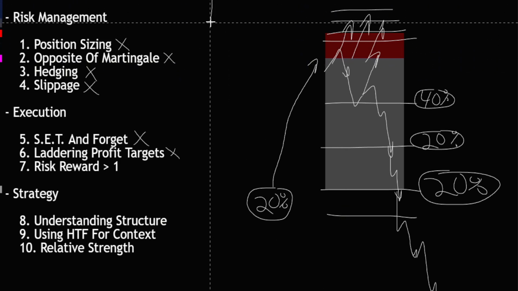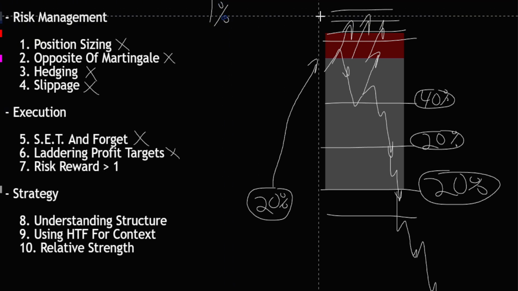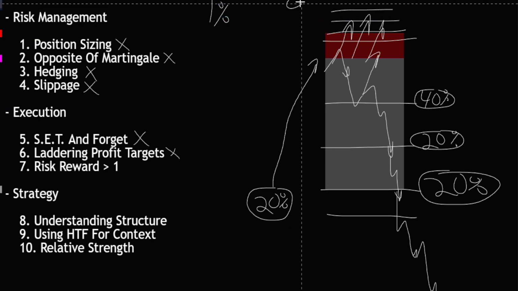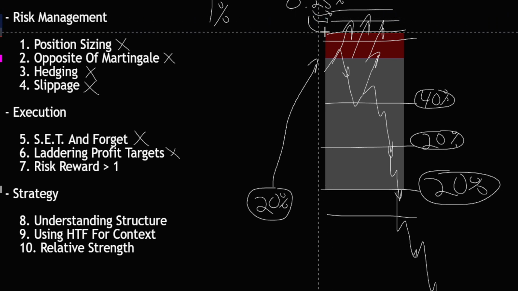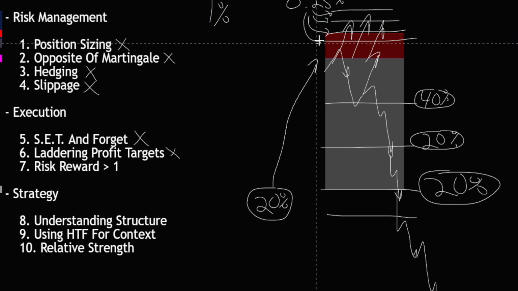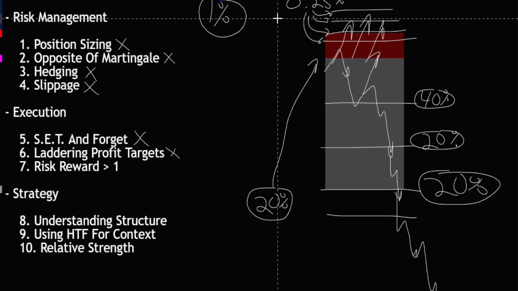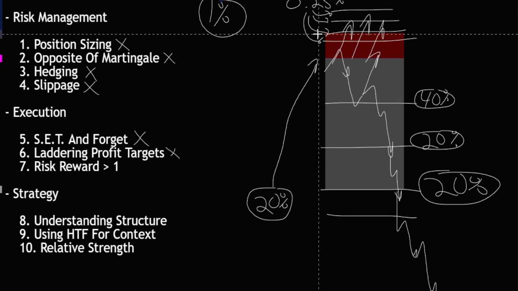So let's say you were doing 1% risk on the position. You could have 4 stop losses that are all 0.25% risk each. So each one of these ladders is 0.25%, and they're spread out, but they would still equal the same 1% risk. So that's a way you can sort of negate slippage.